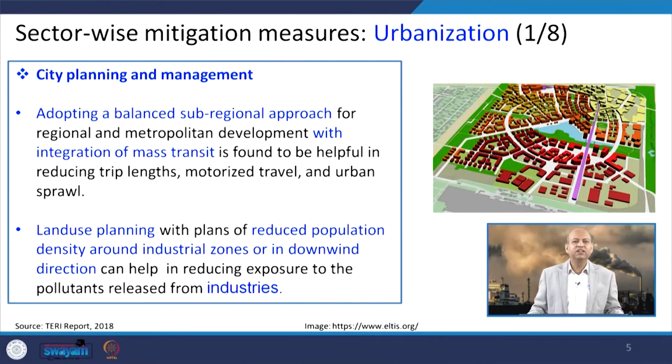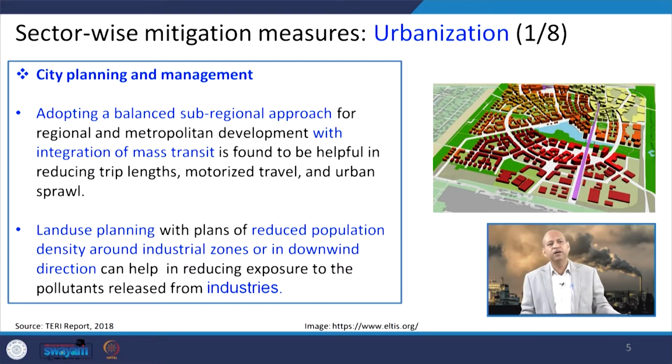Okay, so let us start with urbanization. When we talk about city planning and management, okay, focusing on city planning: when we adopt a balanced sub-regional approach for regional and metropolitan development with integrated mass transit, you might have heard the term TOD, transit oriented development. When we have these kinds of integrated mass transit systems, it has been observed that they help in reducing trip lengths as well as motorized travel, and urban sprawl is reduced. So, you can say that emissions are also reduced ultimately.